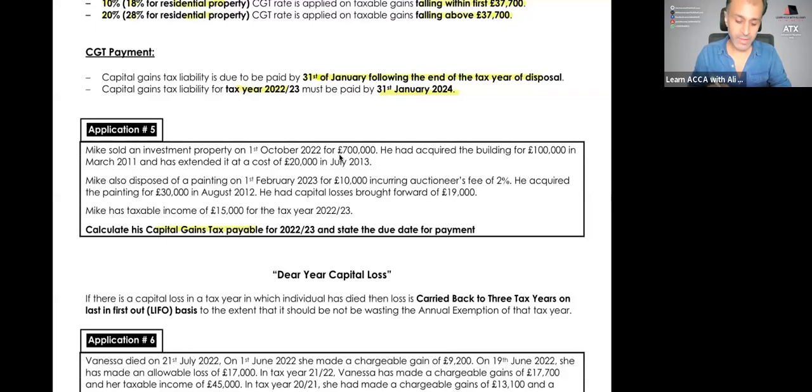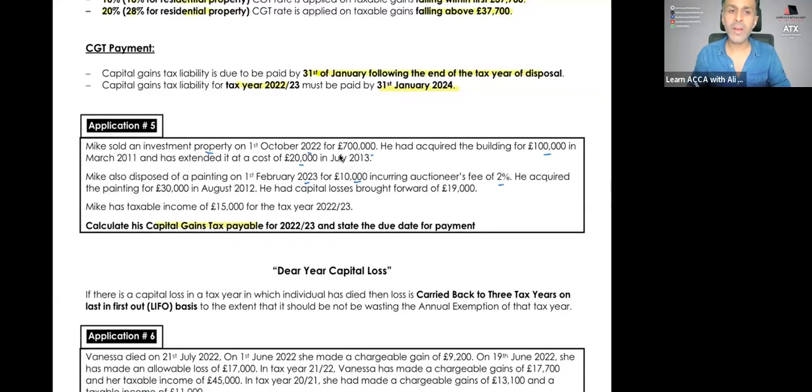Mike sold an investment property on 1st of October 2022. Proceeds are given. He acquired the villa building back in 2011 for this much and extended it at a cost of 20,000. Typically, we know how to compute those gains. Mike also disposed of a painting in February 2023, with 10,000 as the proceeds. The auctioneer fee is 2%. He acquired the painting for 30,000. Capital losses brought forward are also provided.